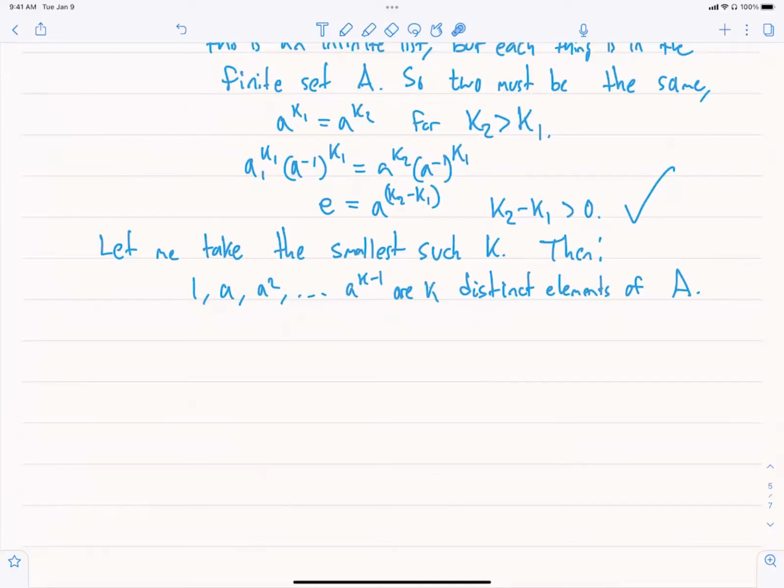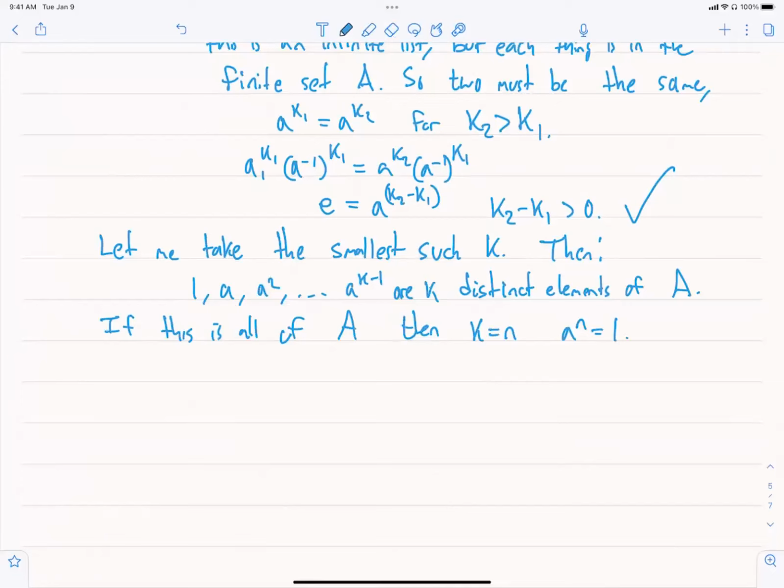Because if they weren't distinct, then two of them would be the same, and I do the same trick and get that a to their difference is equal to 1. Good. That would give me some smaller k. So I have 1 through a to the k minus 1, and these are k distinct elements of A. And so, if this is everything, then k is equal to n, and so in particular a to the n is equal to 1.